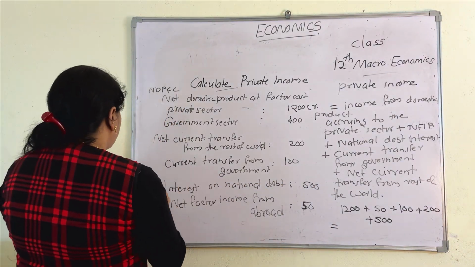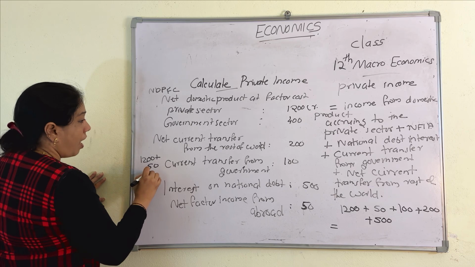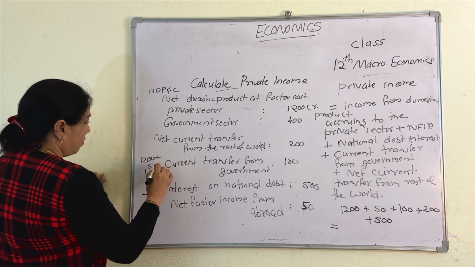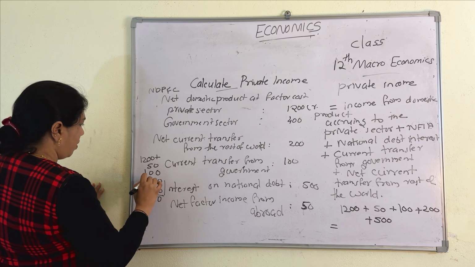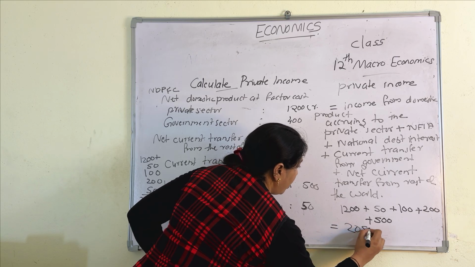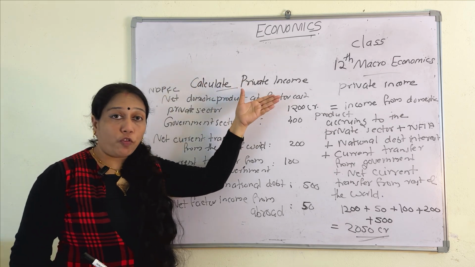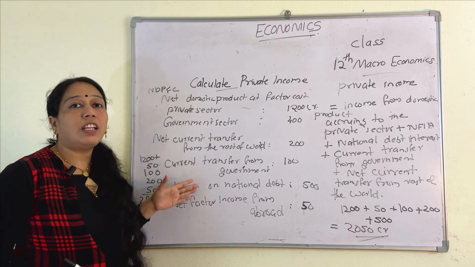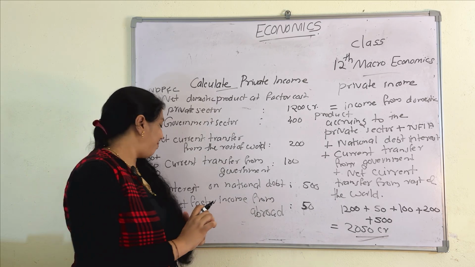Okay, that is 1200 plus 50 plus 100 plus 200 plus 500. Okay, the answer is 2050 crore. This is the private income. So you have to study the formula to find out the private income. It is very easy. If you study the formula, it is directly given in the available data. You just apply it and you will get the answer. Clear, no?